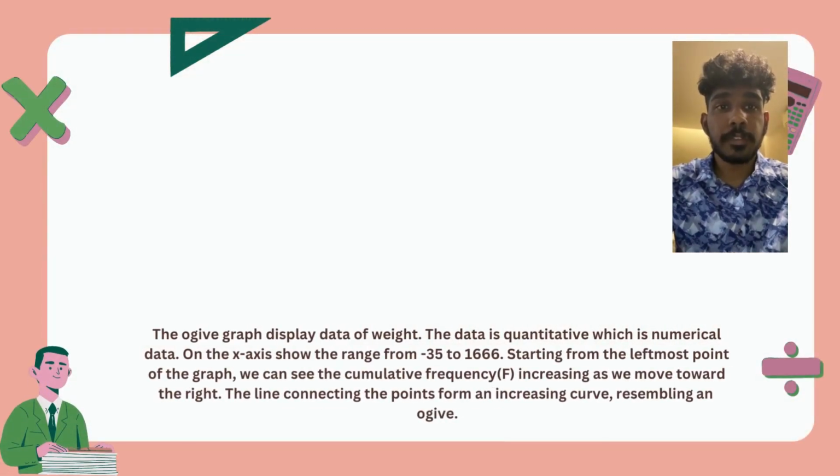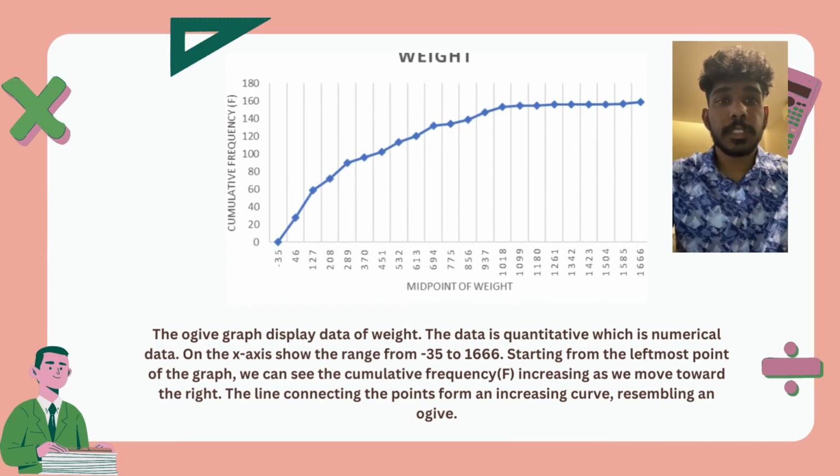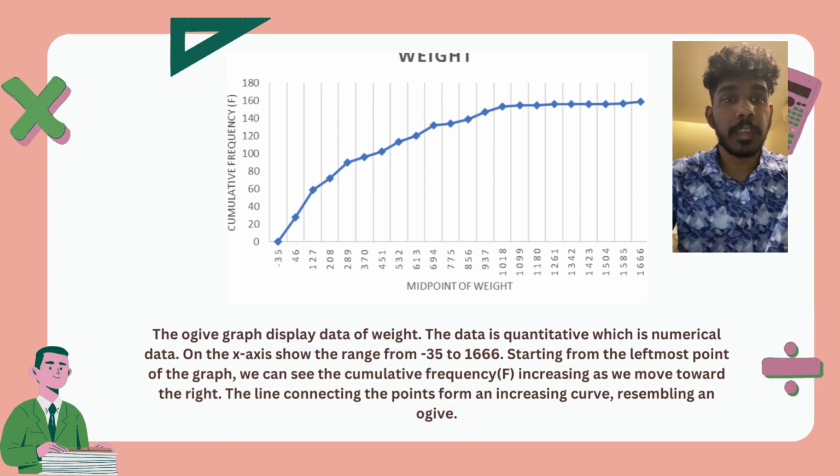The ogive graph displays data of weight. The x-axis shows the range from -35 to 1666. Starting from the leftmost point of the graph, we can see the cumulative frequency increasing as we move towards the right. The line connecting the points forms an increasing curve, resembling an ogive.